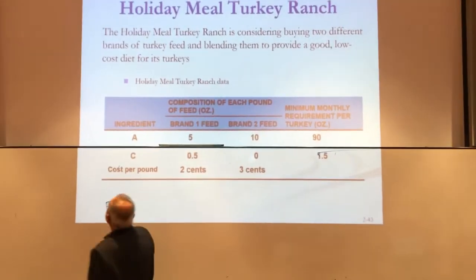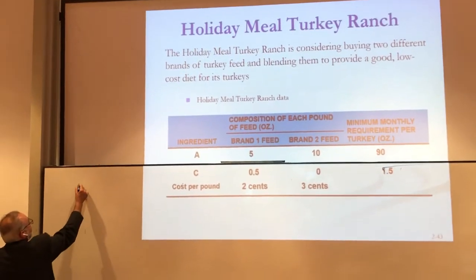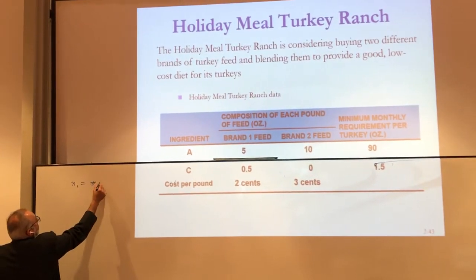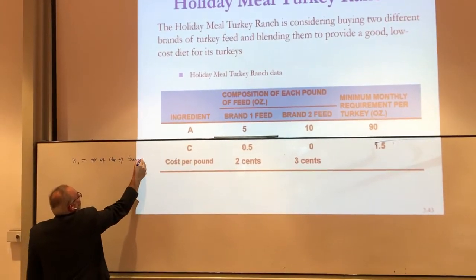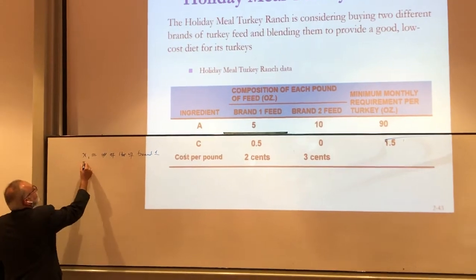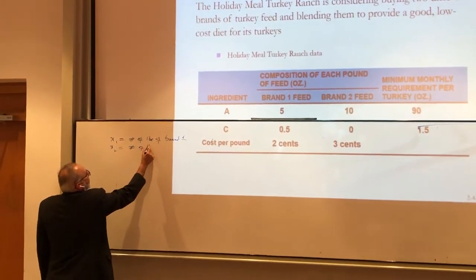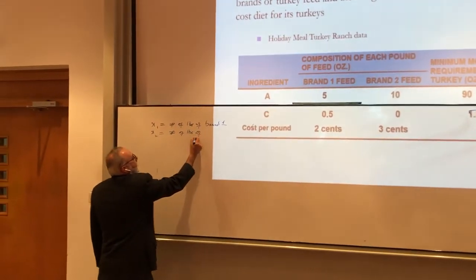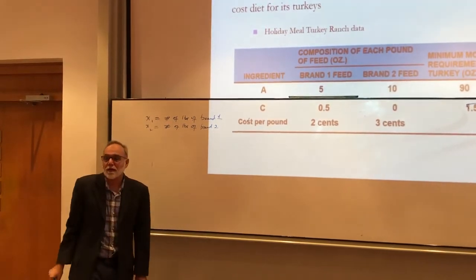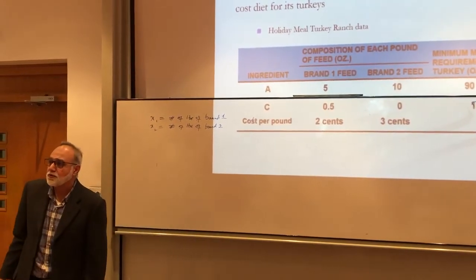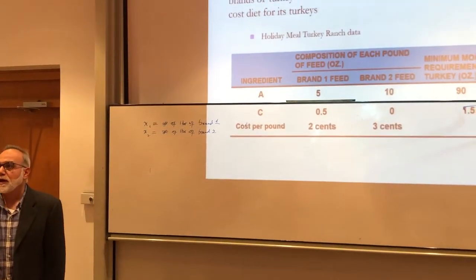Okay, let's try to formulate it first. We defined the decision variables. X1 is equal to number of pounds of brand 1, and X2 is number of pounds of brand 2. Please note that pounds can be written with LBS, pounds. LB is also used for writing pounds.